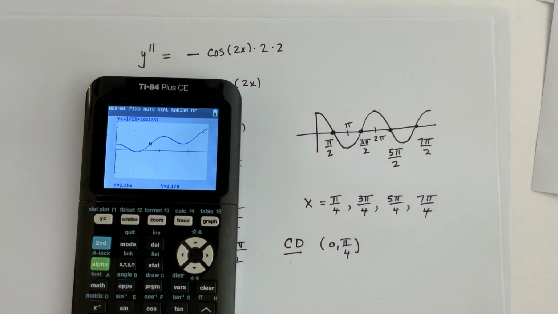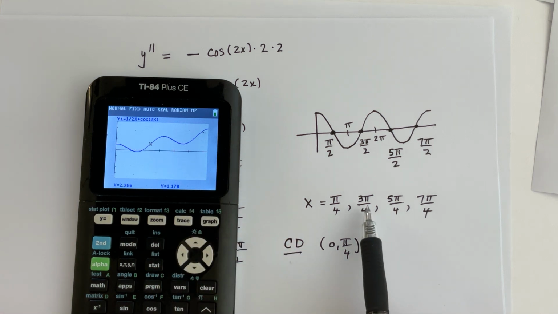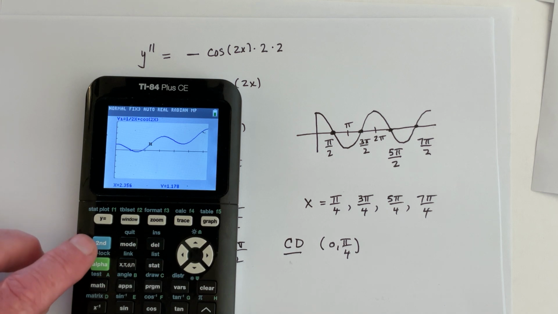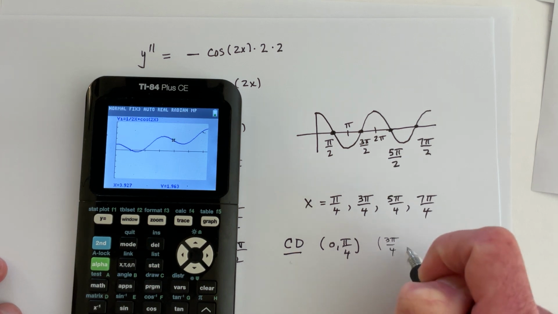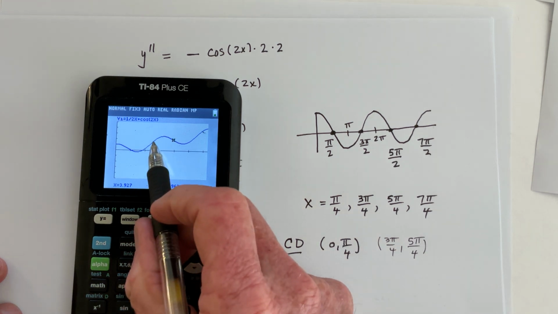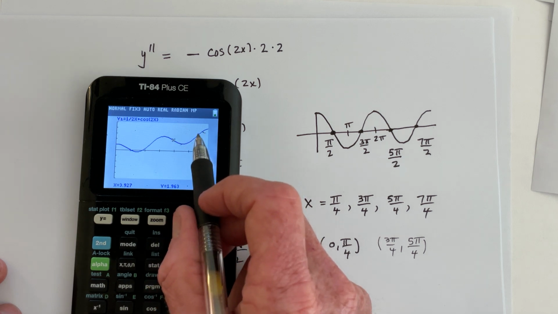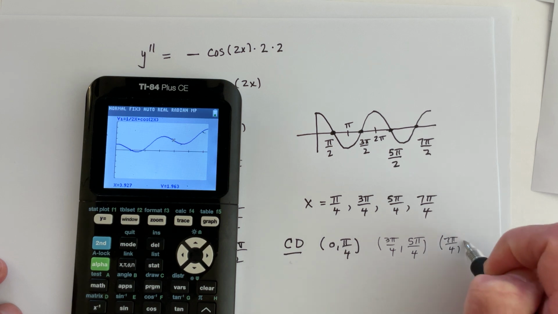So I need a pen that's not leaking. So then this part is concave down, so that should be from 3 pi over 4 to 5 pi over 4. So this is the 3 pi over 4. Right over here should be the 5 pi over 4. So then from 3 pi over 4 to 5 pi over 4, it's concave down. So this part is concave down. Then this part is concave up, and then this last part is concave down. So then that would be from 7 pi over 4 to 2 pi.